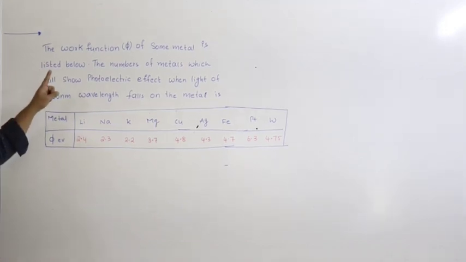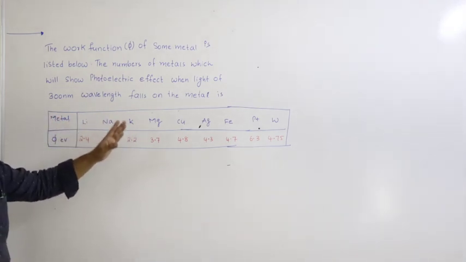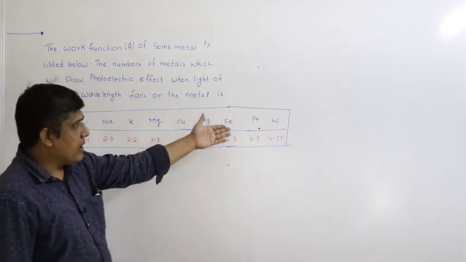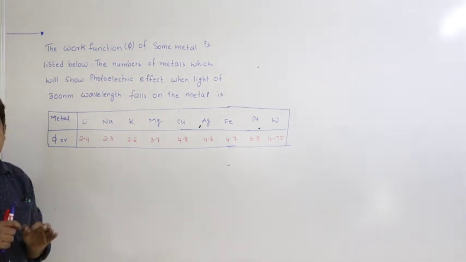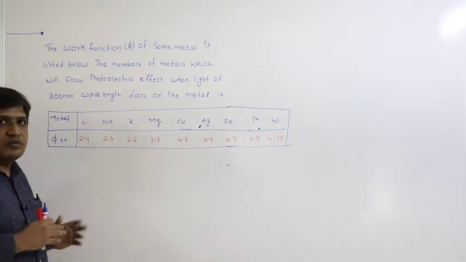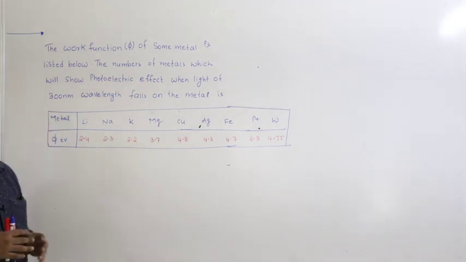Next problem. The work function of some metals is listed below. These are the different metals: lithium, sodium, potassium, magnesium, copper, silver, iron, platinum, tungsten. Their work functions are given in electron volt, right? If I take these metals separately one by one, and use a light radiation of wavelength 300 nanometers, you have to identify the number of metals from which electrons are emitted, or the number of metals which show photosensitivity to this light radiation.